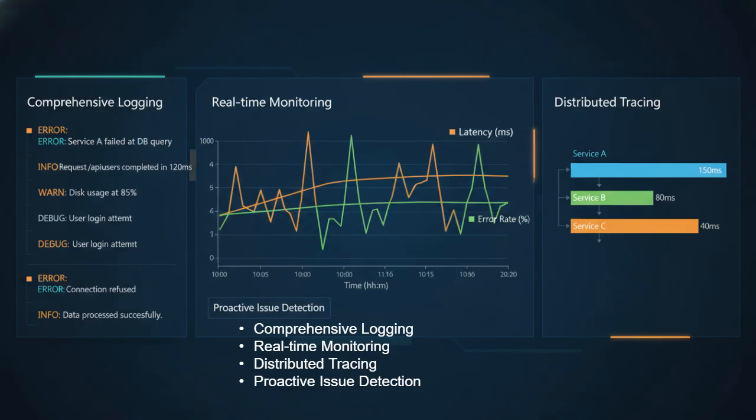Without robust observability, debugging issues in a microservices architecture becomes a near impossible task, leading to prolonged downtimes and frustrated development teams. It's essential for proactively detecting and resolving issues.